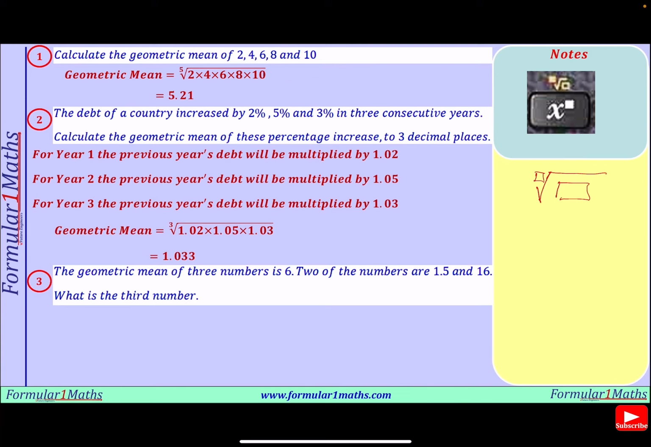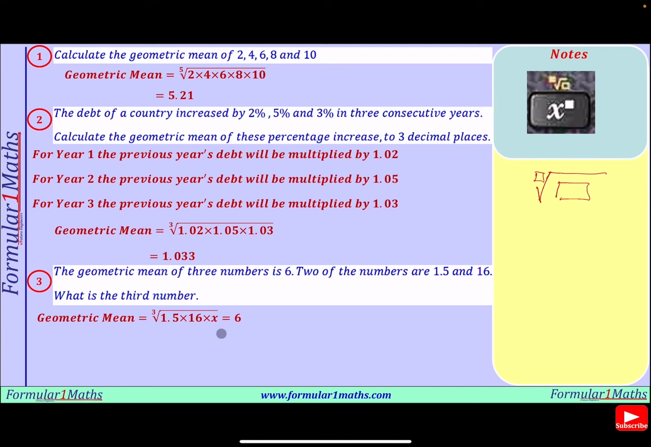Question 3. The geometric mean of 3 numbers is 6. 2 of the numbers are 1.5 and 16. What is the third number? So we have a geometric mean given by this, cube root, because we've got 3 numbers. One of them unknown. So we've got 1.5 times 16 times x, which is unknown. But we also know that the geometric mean is 6 as is stated here. So this is the equation that we need to use.